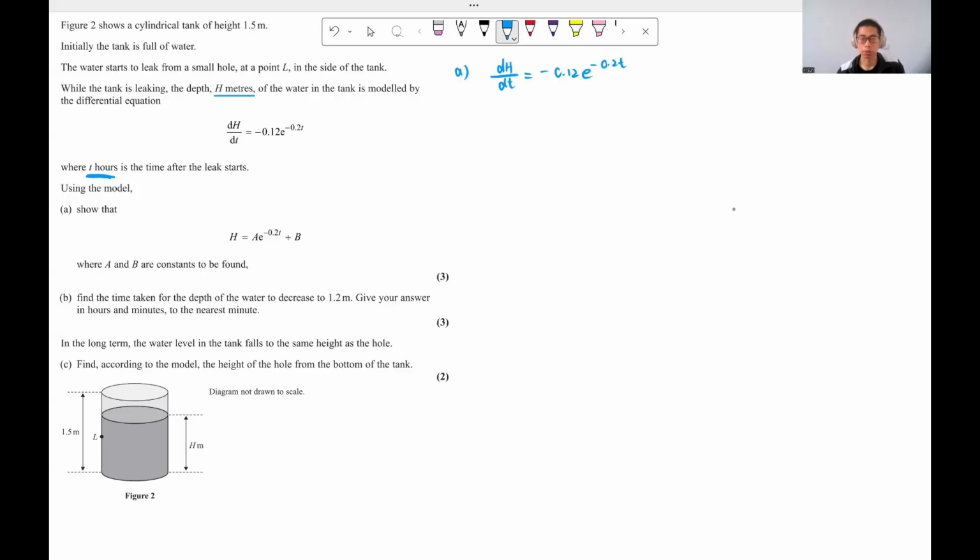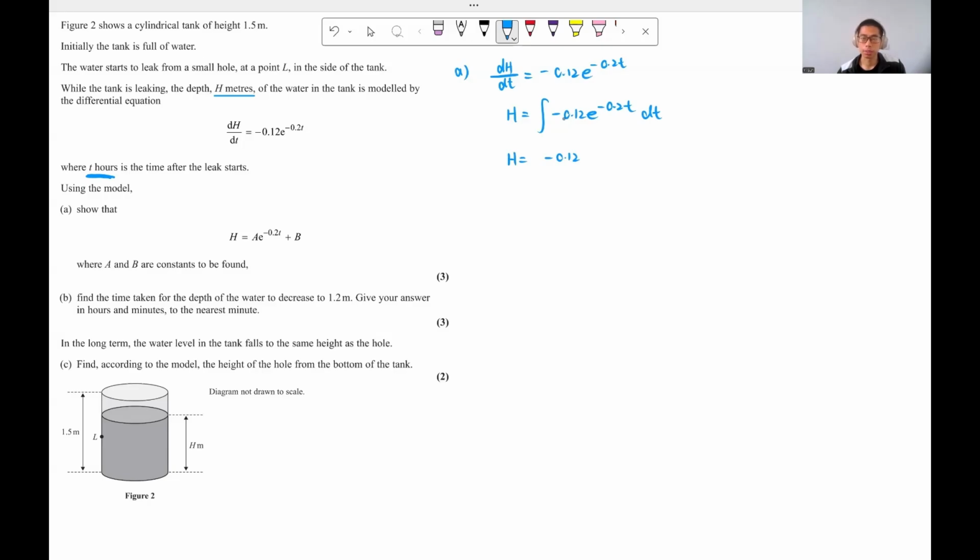So we don't need to do separation of variables. We just have to integrate straight away. So h is just the integral of negative 0.12 e to the power negative 0.2t dt. So that means h is equal to negative 0.12, as the coefficients stay the same.